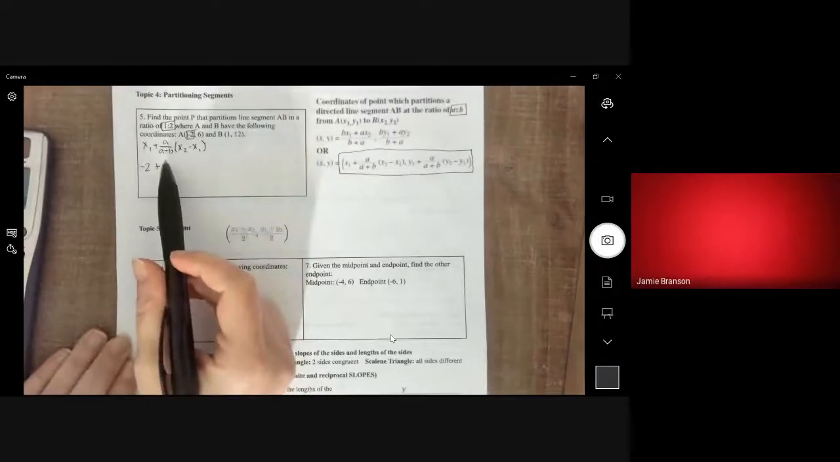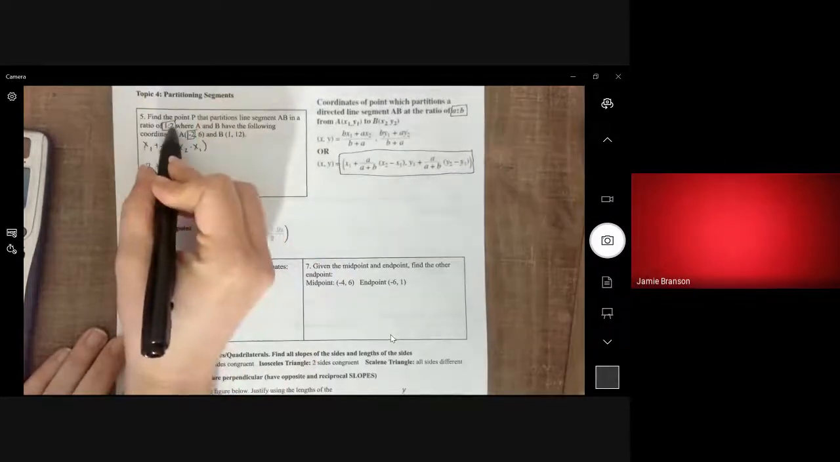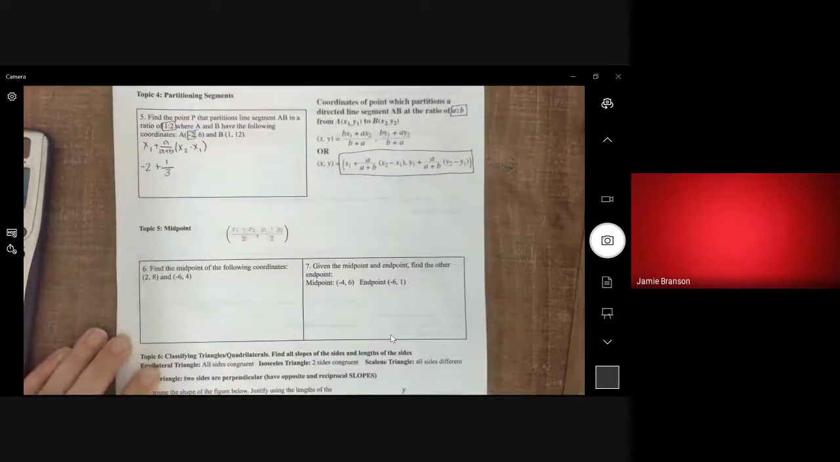Okay, this a over a plus b is your ratio turned into a fraction. So the 1 is your a value that goes on top. Your denominator is 1 plus 2, so that gives me 3. Okay, that tells you how many parts there are altogether.